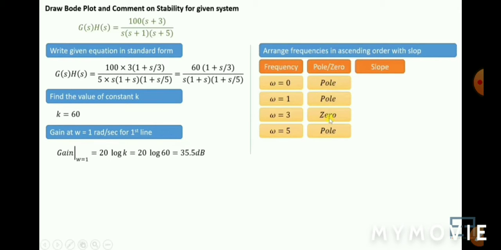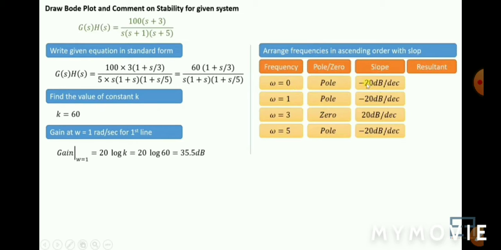You can see here s equals 3 is a zero. Then the slope: whether it is minus 20 decibel per decade or plus 20 decibel per decade. If it is a pole, it will be minus 20 decibel per decade. If it is a zero, then plus 20 decibel per decade. Then we calculate. Omega equals 0 is a pole, so the result is minus 20 decibel per decade.